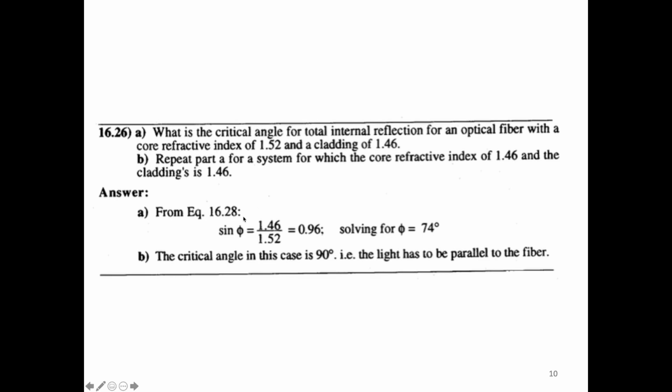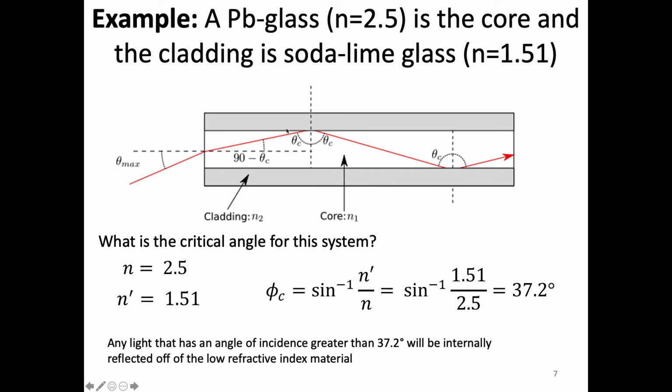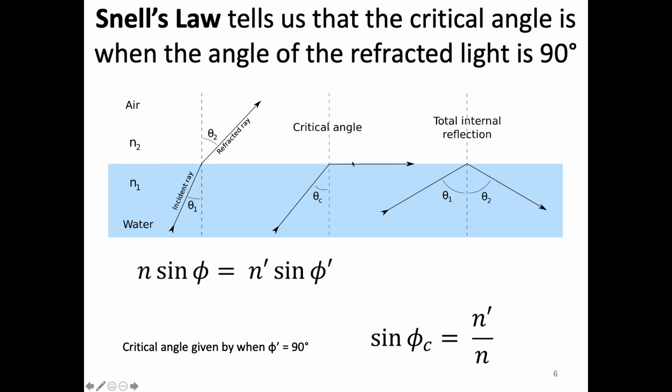All right, if I solve it again, but now I have 1.46 on both here, I'll end up getting that my angle in this case is 90 degrees, right? And so if I go back to the example here, let me show you this one. So here, this line is an example of the wave being 90 degrees.